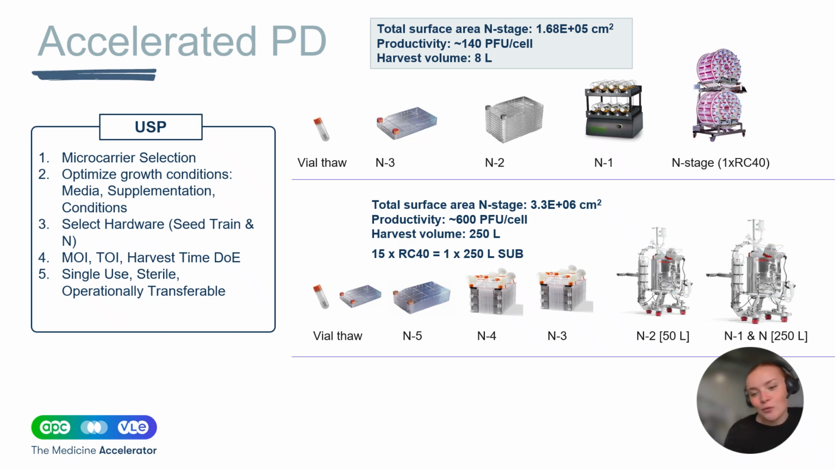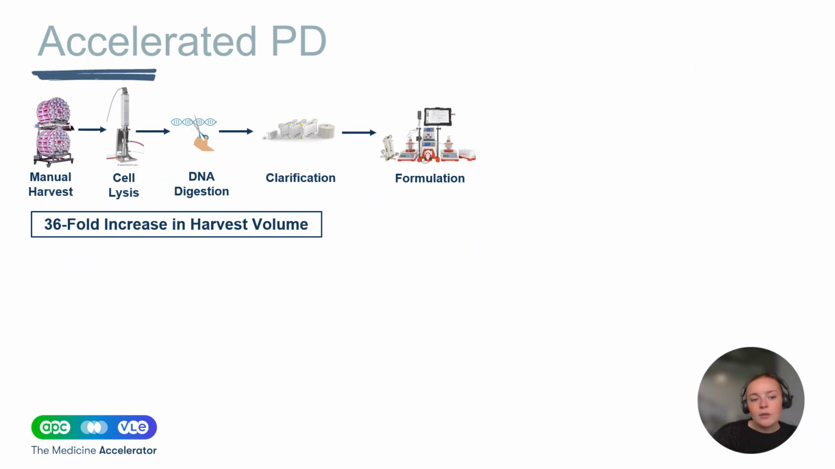However, you can see that we've increased our harvest volume from 8 liters to 250 liters. And with all of these improvements in terms of more cells, more product, and more volume, you would have to have a very robust and scalable downstream to ensure that you can then purify that material, which unfortunately isn't something that we had at the time. So we increased our harvest volume by 36-fold, as well as increasing the other attributes that I mentioned there.